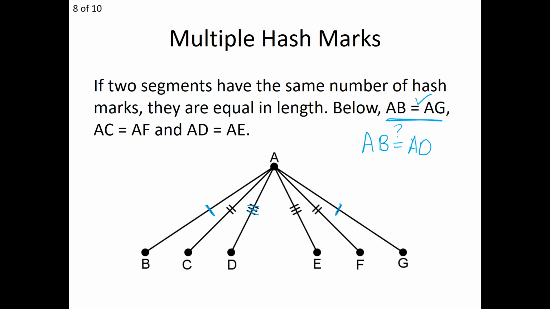See, hash marks, remember, only say one thing. Hash marks only say that segments are equal. They do not say that segments are not equal. They only can say equal. They cannot say not equal. So if you see a single hash mark and a triple hash mark, you can't jump to the conclusion by saying that they're not equal. But you also can't jump to the conclusion to say that they are equal.